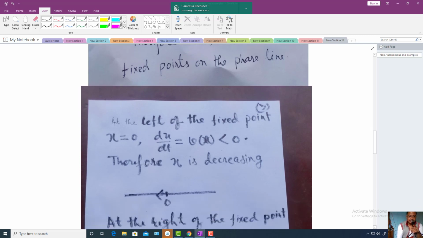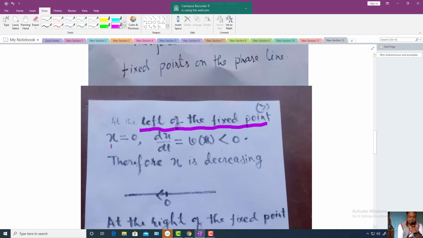At the left of the fixed point, today I have finished my marker ink also. I could not go to the market because of lockdown. The font is very big but not very clear, but anyway, I think you can read it.